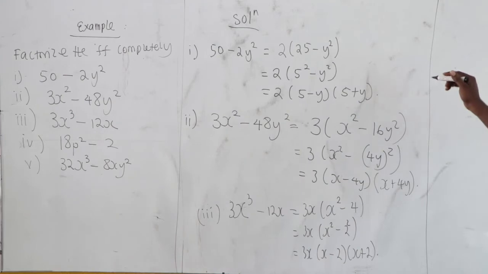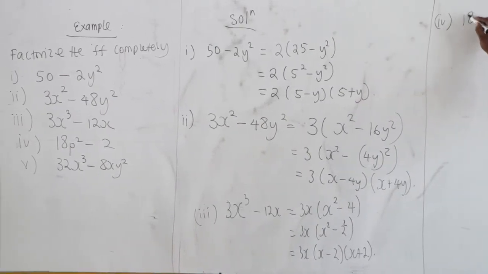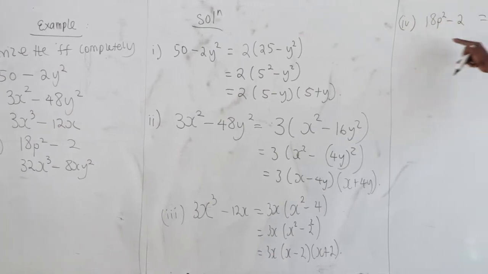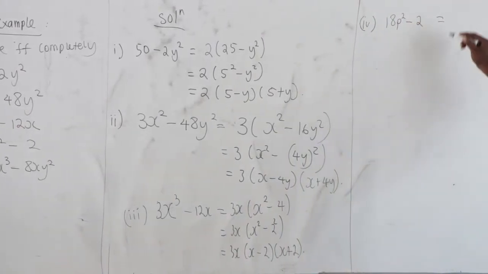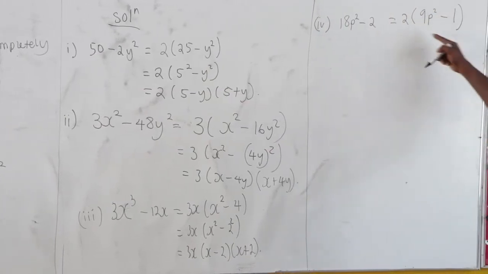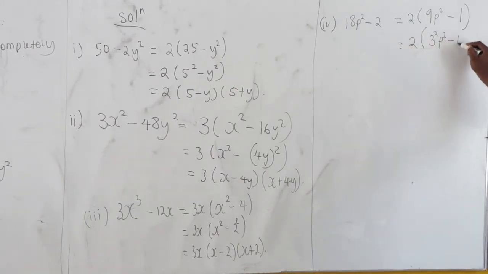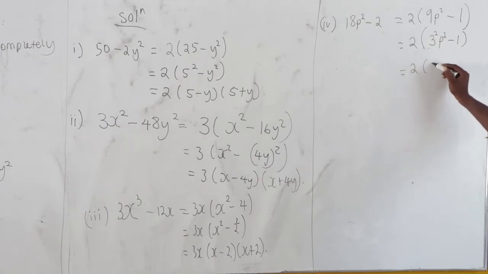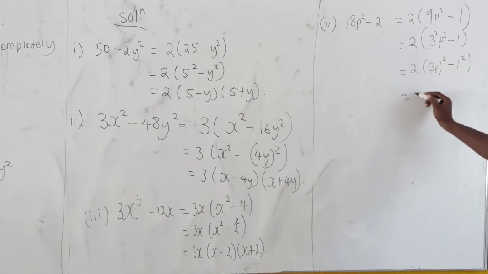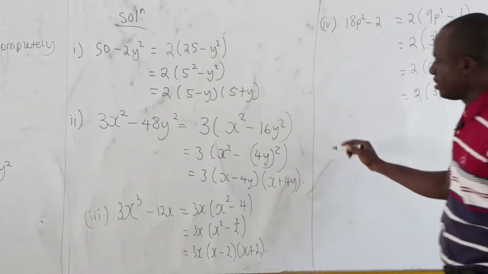Now, let's see the fourth question. We have 18p squared minus 2. 2 is a factor of this, 2 is a factor of that. So we can factorize 2 out. What are we going to get? 9p squared minus 1. This is 3 squared p squared minus 1, and we have 2. We have 2 times ((3p) all squared minus 1 squared). And this is just 2 out, we have (3p minus 1), (3p plus 1). Very, very easy.